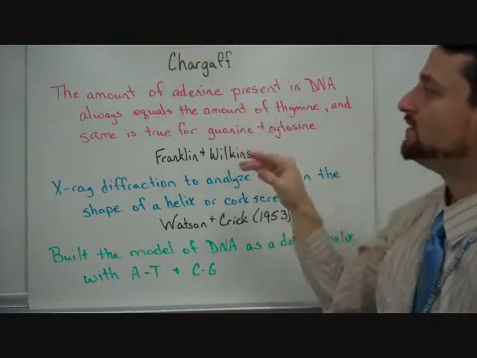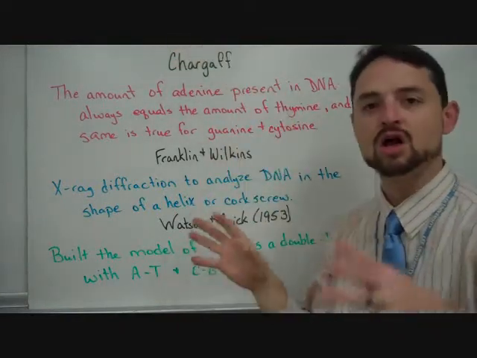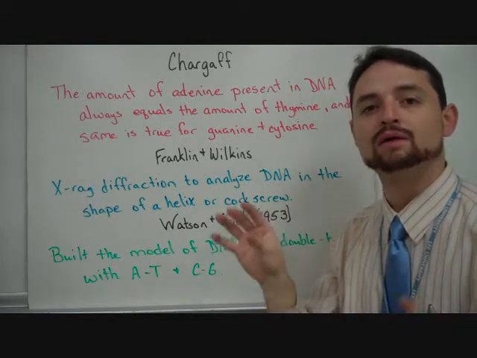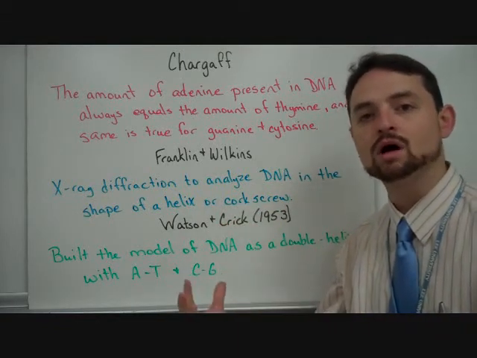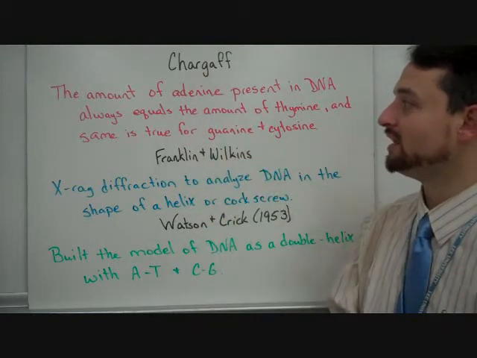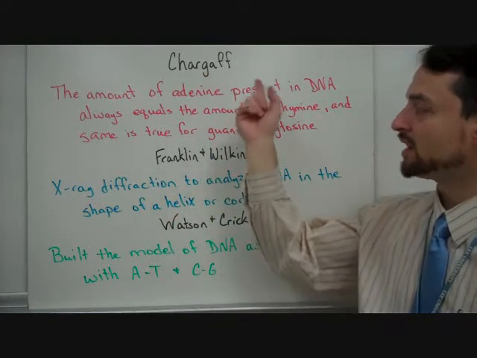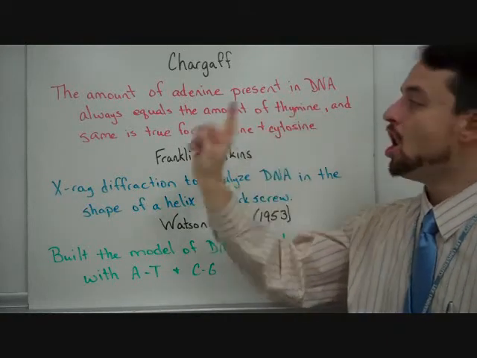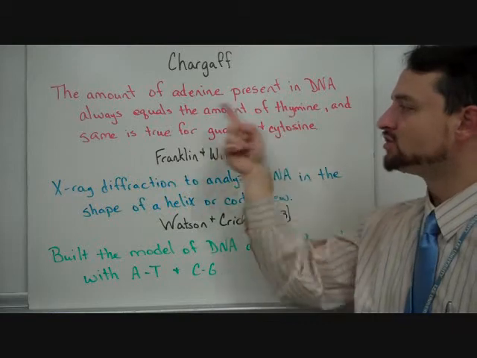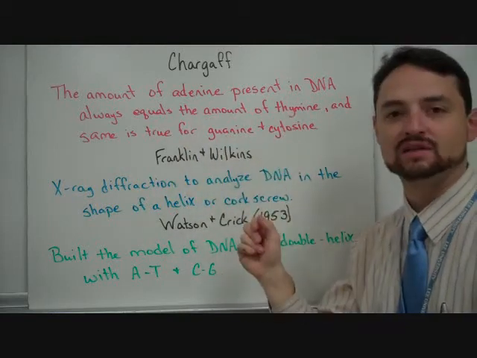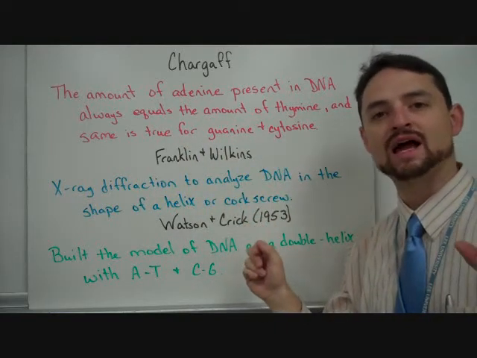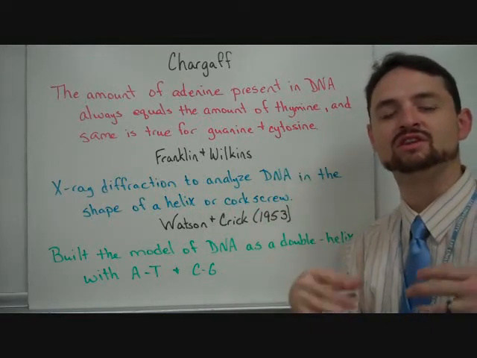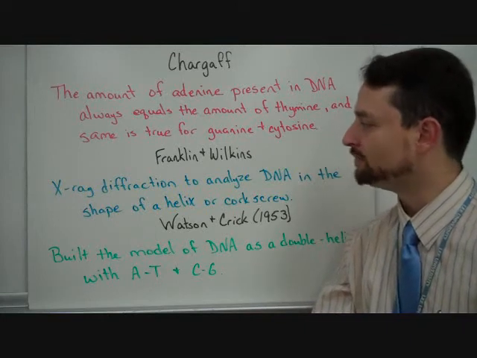So now we've got these 3 that all kind of come together to figure out not only that DNA was a genetic code, but what it looked like and how it worked. So Chargaff was the first one, and through Chargaff's research, we found that the amount of adenine present in DNA always equals the amount of thymine. He also found the same to be true for guanine and cytosine. So he said no matter how much adenine I have, there's always the equal amount of thymine. That's an interesting combination. It's an interesting discovery.